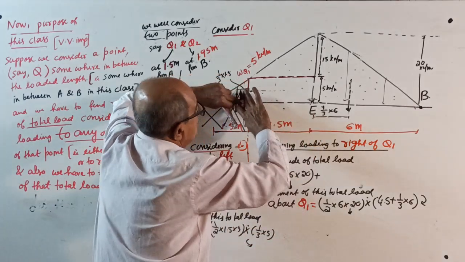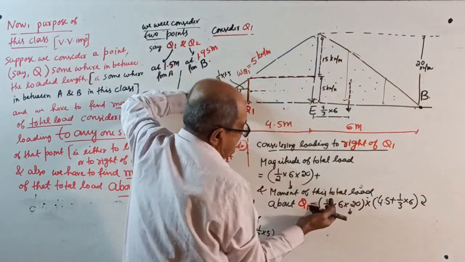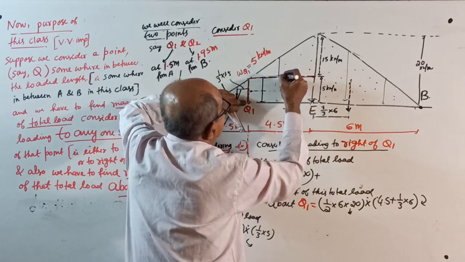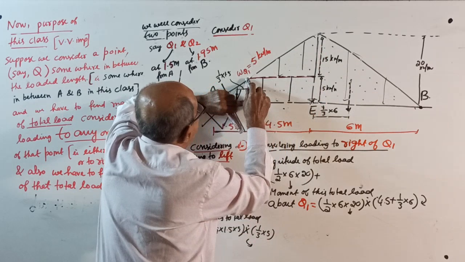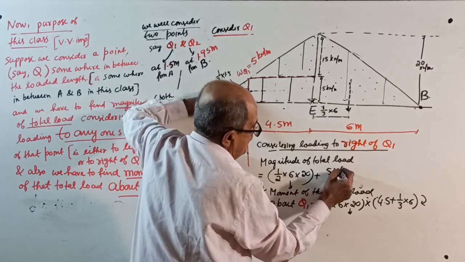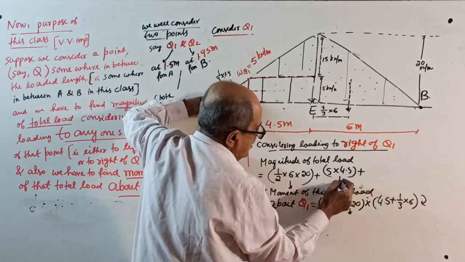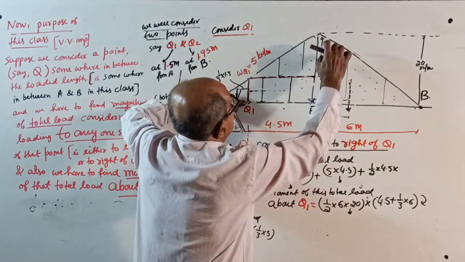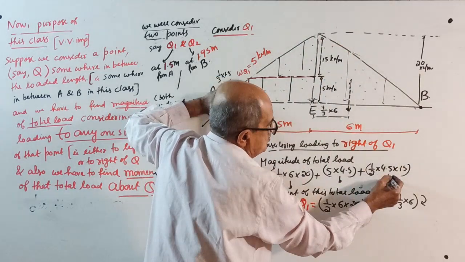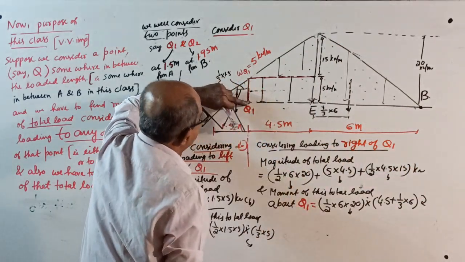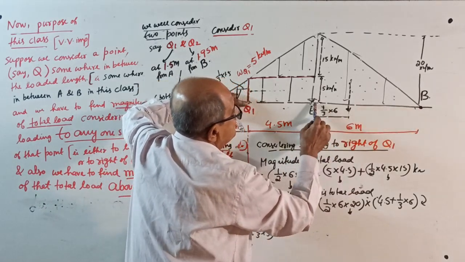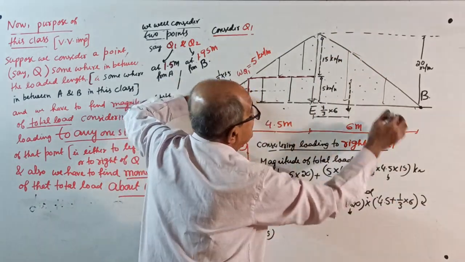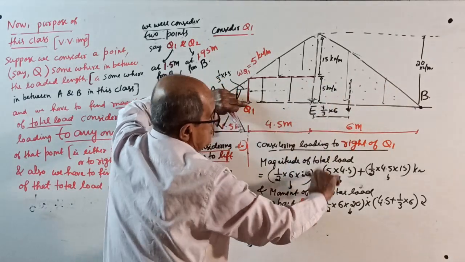Now, total load. On the right side, this triangle load is the same as last time, no change, plus this rectangle load, 5 into 4.5, and this triangle load, half into 4.5 into 15, all downward in kilonewton. Moment about Q1 equals half into 6 into full 20 into (4.5 plus 1/3 of 6). That will remain the same, and it is clockwise.